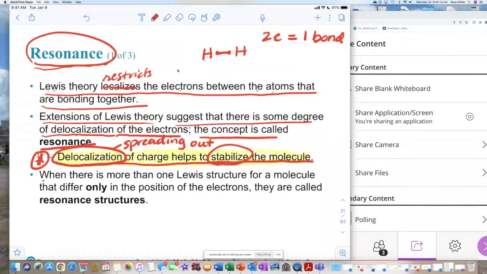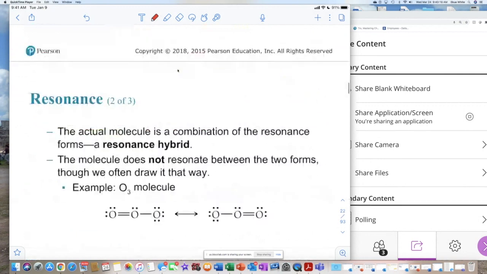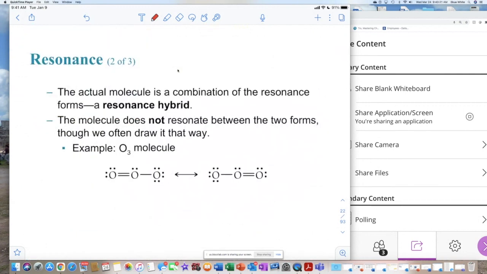So when there is more than one Lewis structure for a molecule that differ only in the position of the electrons, they are called resonance structures. Let's see how this plays out. The actual molecule is the combination of the resonance structures. This is called the resonance hybrid. I will come back to this conclusion because this is really more of a conclusion. Let's see how resonance structure plays out.